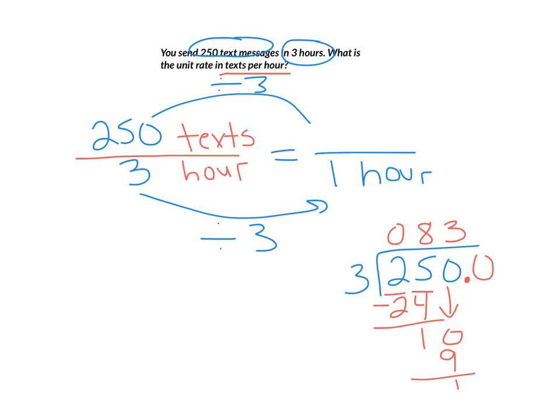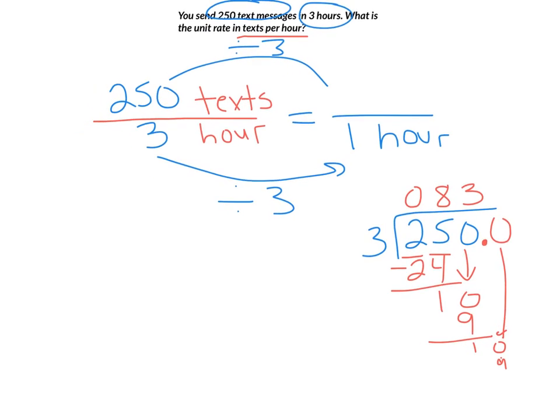So I have a decimal here, add a 0. Bring it down, I have 10. 3 goes into 10 3 times. So again, I have 9. That means I'm going to have 1. So this would be a 3. So about 83 texts per hour, because 0.3 means I'm not going to round up, so I'm going to leave it right at 83.